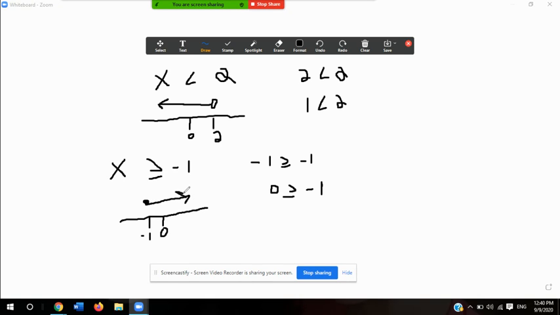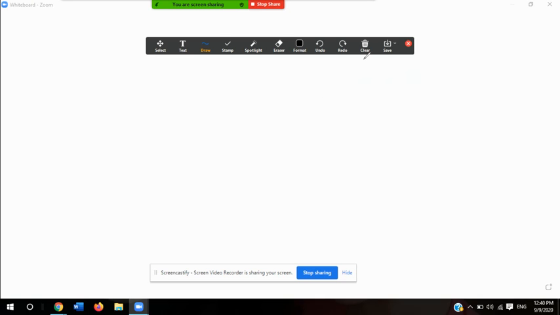Now, sometimes, and we're going to see that in our next example, you can have compound inequalities, which means that you can have more than one thing happening at the same time. And that brings us to example 2a. Example 2a says negative 1 is less than x, but x is less than negative 2.